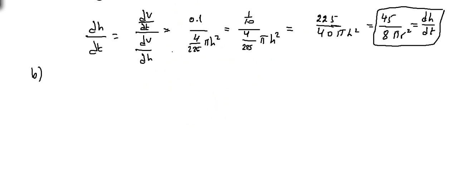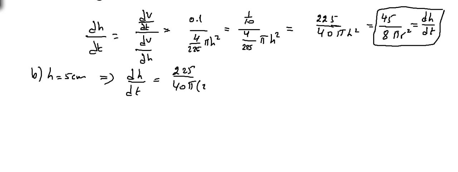Now, in part B, he says, evaluate the rate obtained in part A, which is dh over dt, which is equal to 45 over 8 pi r square, when the height of water is 5 centimeter, h equal 5 centimeter, and then when the height is 9 centimeter. If h is 5 centimeter, so what is the dh over dt in this case? It's equal to 225 over 40 pi times 25, because h square, right? We divide by 25 in the numerator and denominator. We get an answer 9 over 40 pi.